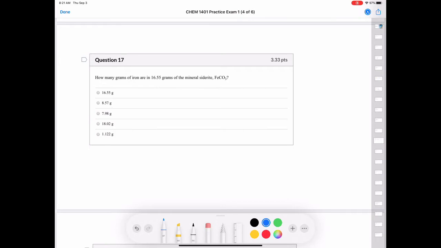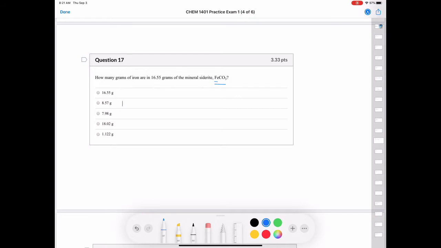Question 17, how many grams of iron are in 16.55 grams of the mineral siderite? And we have the formula here, FeCO3, so its name would actually be iron(II) carbonate. Anyhow, that's a common name, siderite. There's a couple of ways that you could solve this problem, but I think one of the easiest ways is to look at the molar ratio of the number of moles of iron in 1 mole of siderite, right?